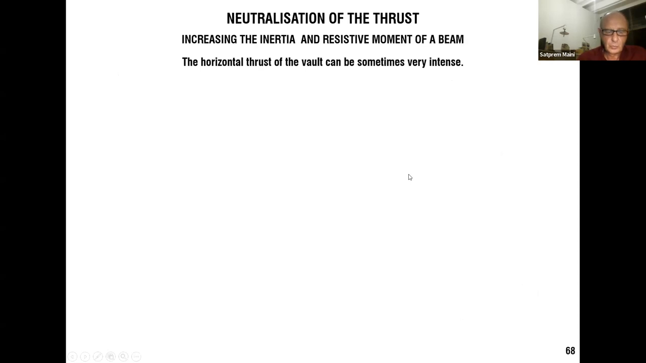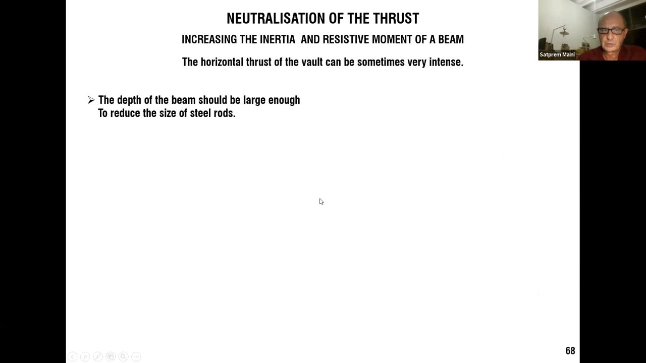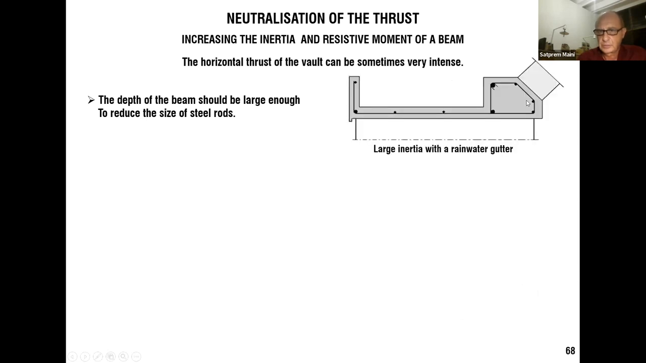So now a way to increase the inertia of the beam, because you see here, often you don't have enough width. The springer is often not wide enough for the thrust that you have. So often you can do some kind of tricks like this. You create a kind of rainwater gutter behind. This means here I will have a wider pier, and by doing so, I can increase the inertia of the beam. This means minimizing the amount of steel in the whole beam. And I will use this for a rainwater gutter.